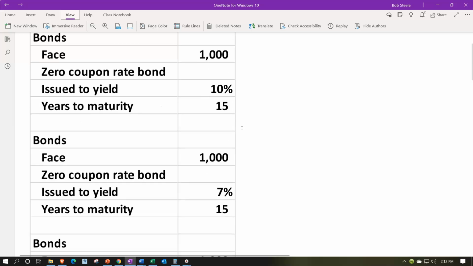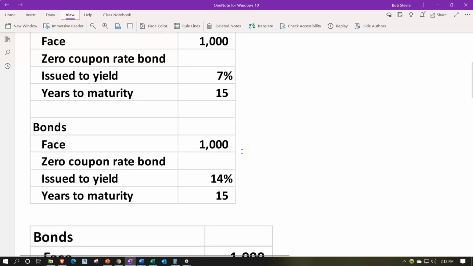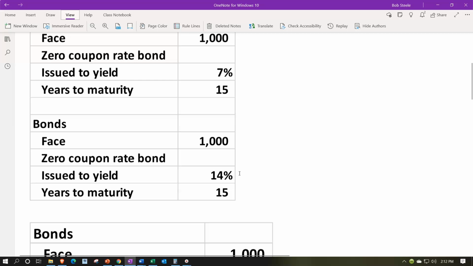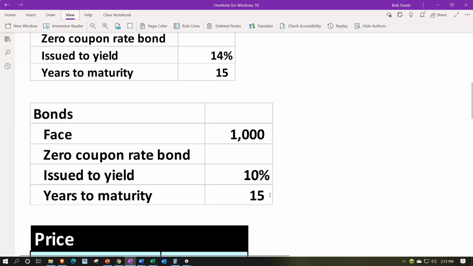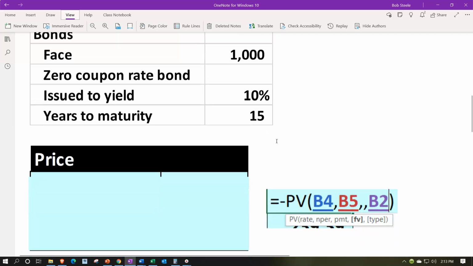We'll take a look at some variance on that, adjusting the issue to yield, or in essence the market rate, down, and then we'll adjust it up just to see some differences in the variance, keeping the other two variables the same. So we'll start off with this first one where we have the face amount 1,000, zero coupon rate, and the market rate, or the issued to yield, 10%, and the years to maturity 15.